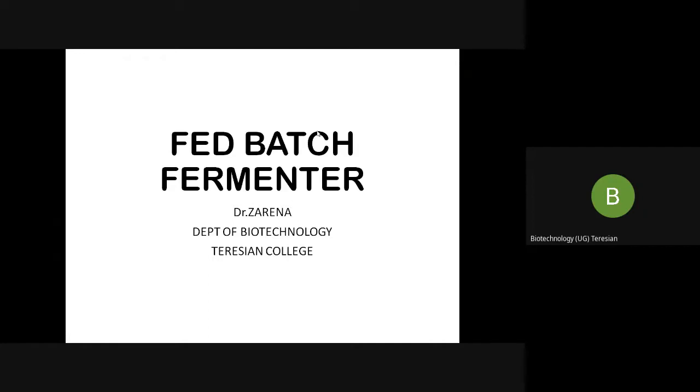Welcome to another class of fed batch fermenter. This is the first class on fed batch fermenter. This is a type of fermentation which is intermediate of both batch and continuous fermenters. So you have already dealt with batch and we have to study about continuous. So before that, we shall see how the fed batch fermenter works.